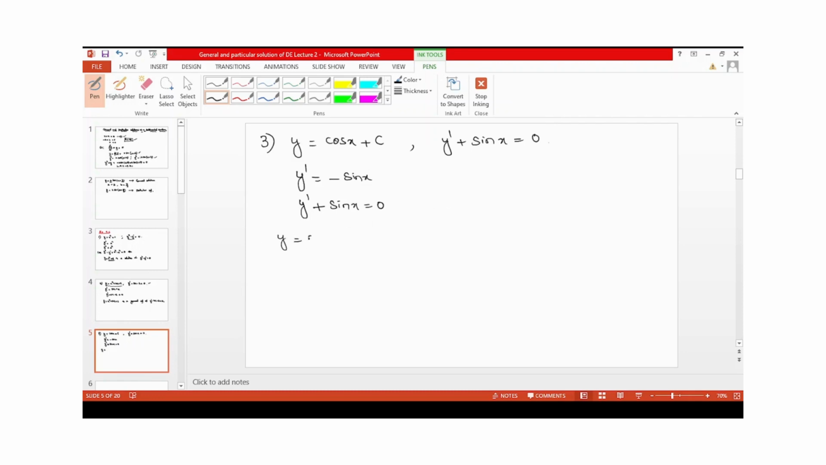So y equal to cos x plus c is a general solution of y dash plus sin x equal to 0.